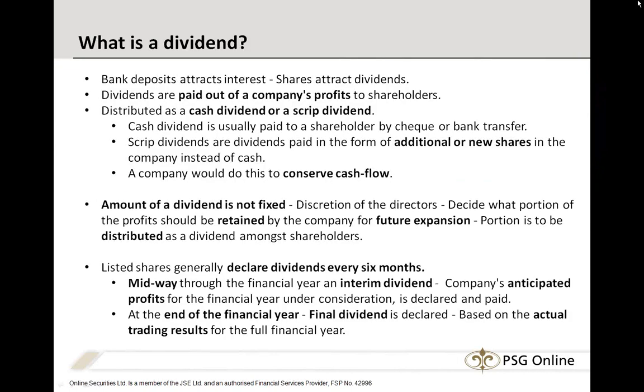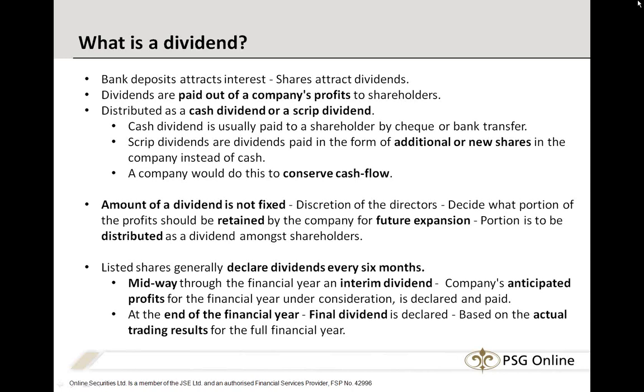So let's get into what is a dividend. Bank deposits attract interest, shares attract dividends. Okay. As I mentioned 4 or 5 times already, dividends are paid out of the company's profits only when declared by the company's directors. There are two kinds of dividends as such. You get a cash dividend or a scrip dividend. A cash dividend is usually paid into your trading account, or you might receive a check in the post. Scrip dividends, on the other hand, are in the form of additional or new shares.